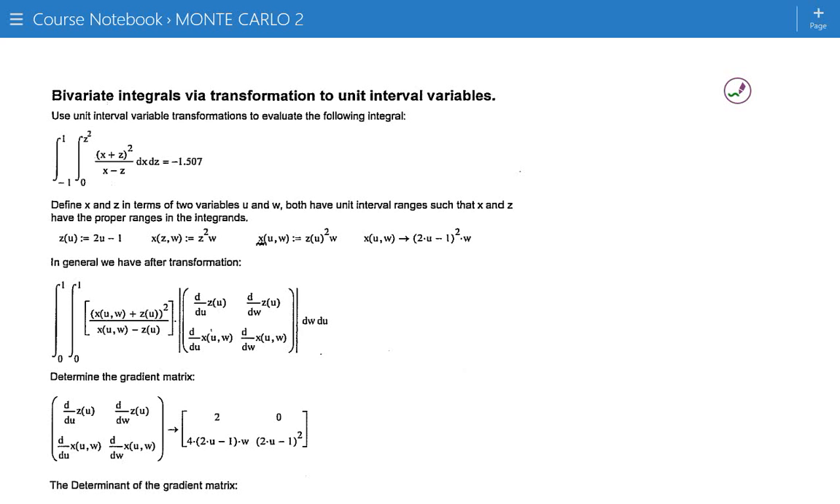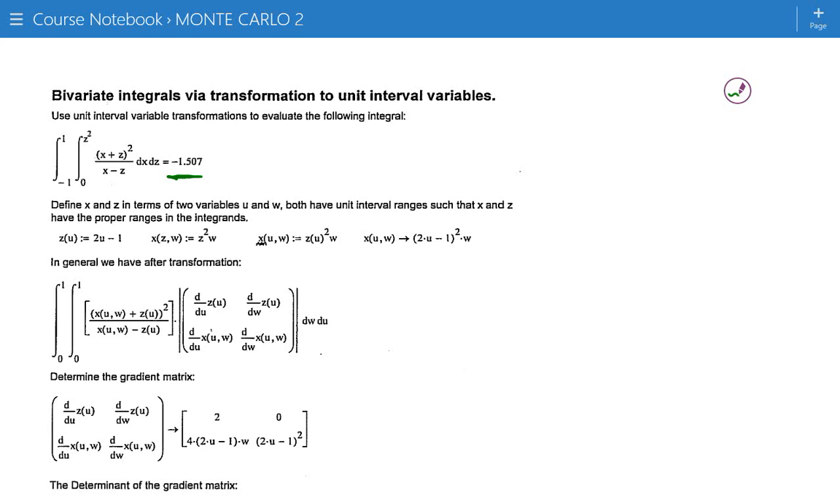Here I typed it up in MathCAD, and so I can ask MathCAD to do it directly. MathCAD can directly calculate that, and it says the answer is minus 1.507. But we can rearrange this and use the transformation to variables that are on the unit interval.